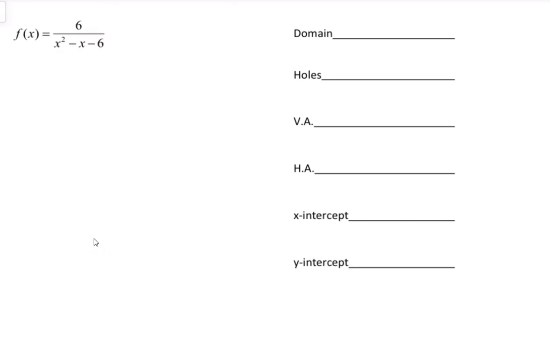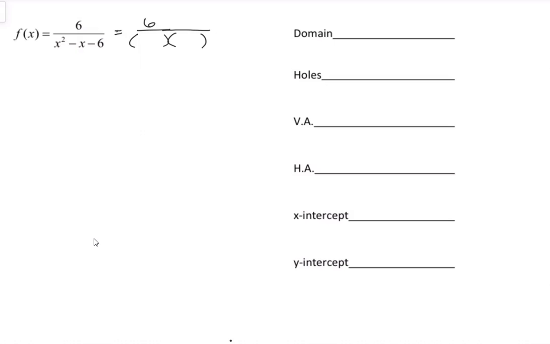Okay, so hopefully you had a chance to look through this example, so let's see how you did. Notice on this one, the denominator is not factored. So we're going to want to start by factoring that denominator. Since there's no greatest common factor, I just want to figure out the two binomials that multiply to give you that.